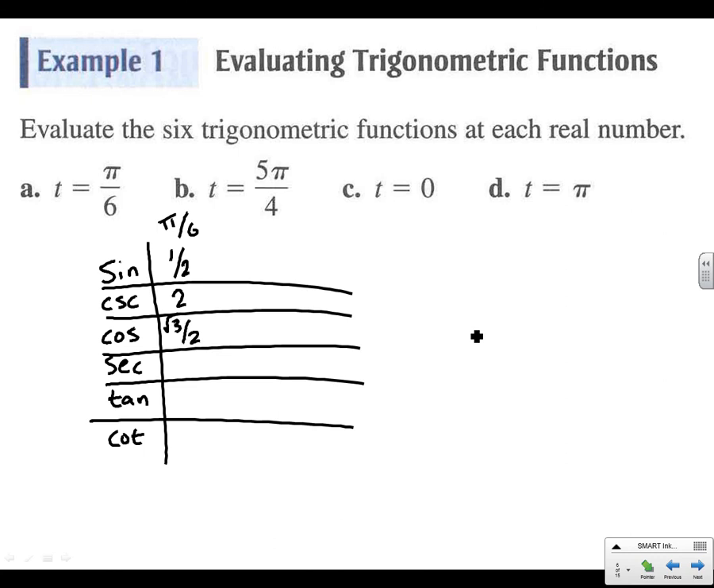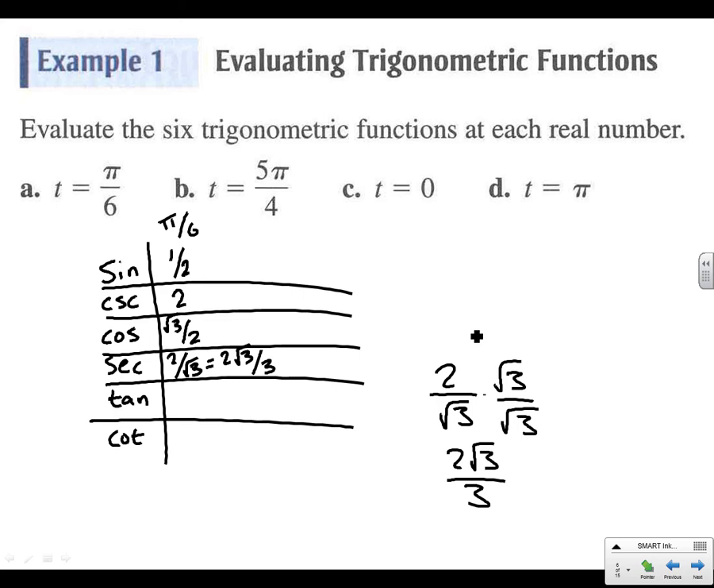And if I flip that over, I get 2 over √3. Can't have 2 over √3 though, so let's clean this up. 2 over √3, got to multiply top and bottom by √3, so we would end up with 2√3 over 3. 2√3 over 3.